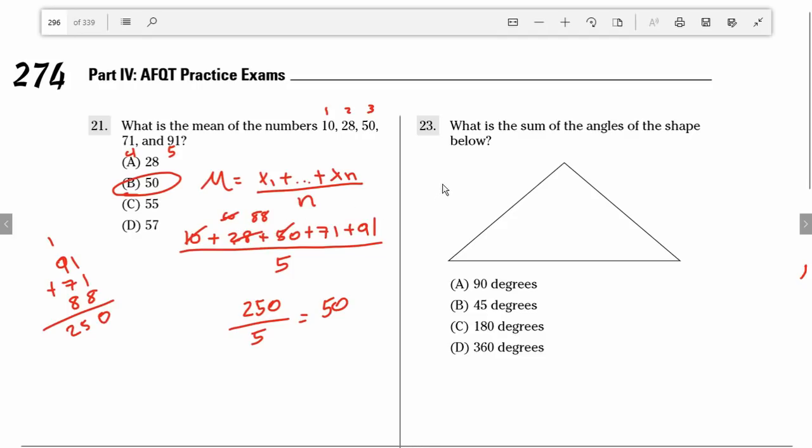Okay? So what is the sum of the angles of the shape below? As I mentioned earlier, all triangles add up to 180 degrees. It doesn't matter what they look like. This is strictly a definition problem.